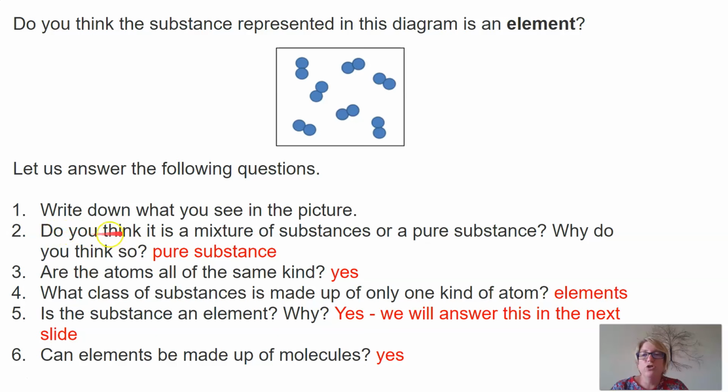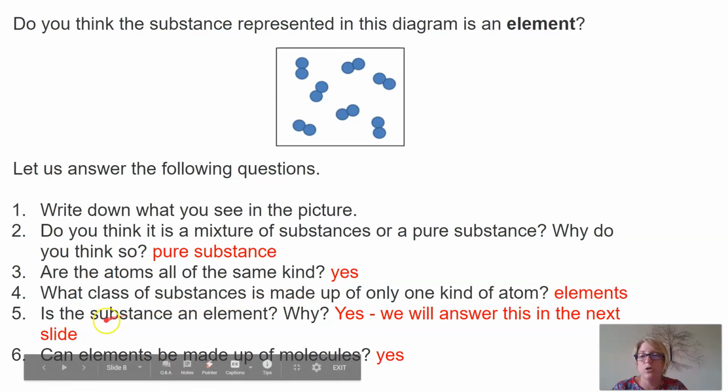Question 2. Do you think it is a mixture of substances or a pure substance? And why do you think so? So this is a pure substance because all the atoms and all the molecules in this picture are the same color. Are the atoms all of the same kind? Yes, they are all blue circles.